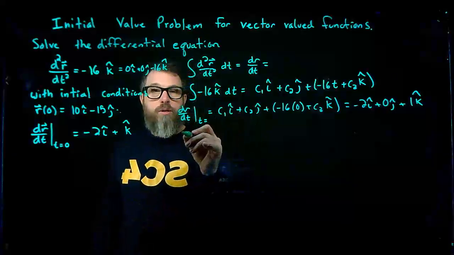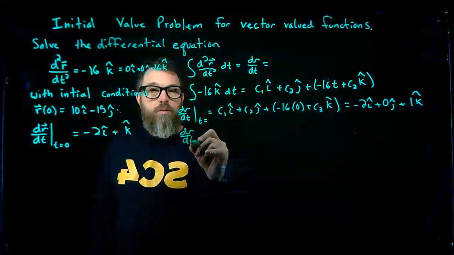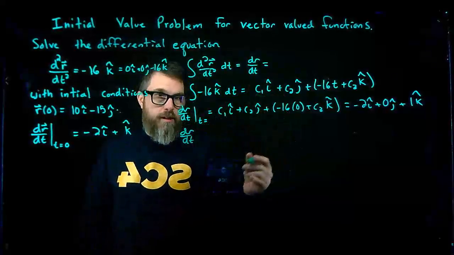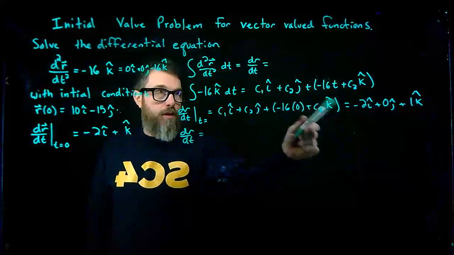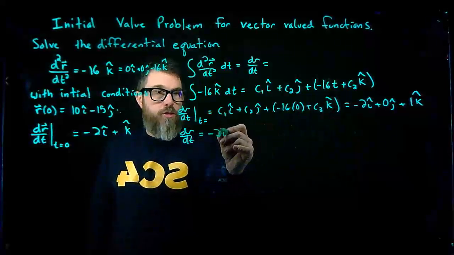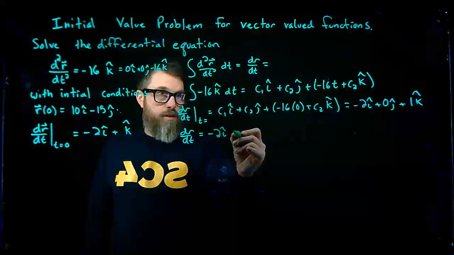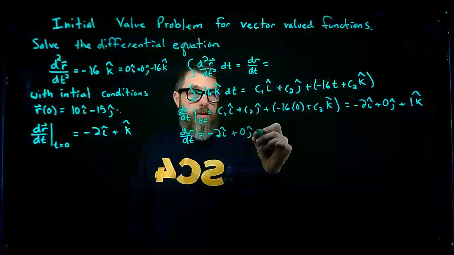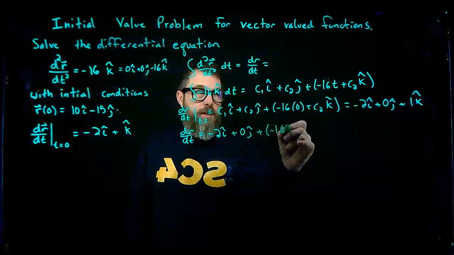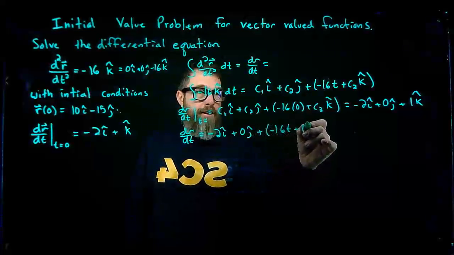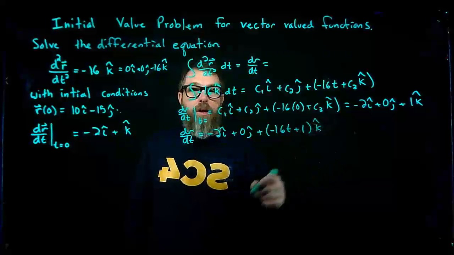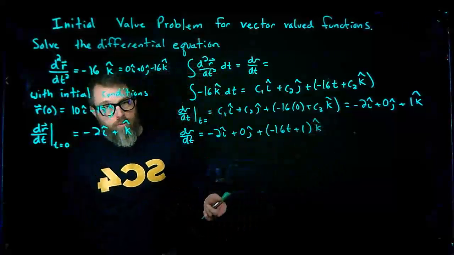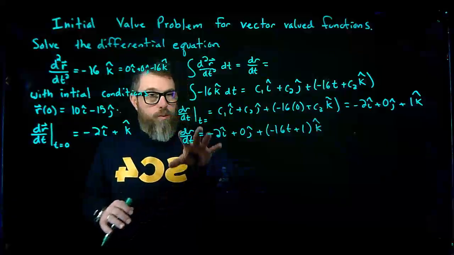So then in general, dr/dt, which was this with the correct c values, is going to be equal to, like I said, c1, so this is minus 2i. c2 is going to be 0, so this is plus 0j, and then c3 is going to be equal to 1, so plus negative 16t plus 1k. All right, we're almost done because, remember, I'm trying to find the original function. So what do we do to this again?